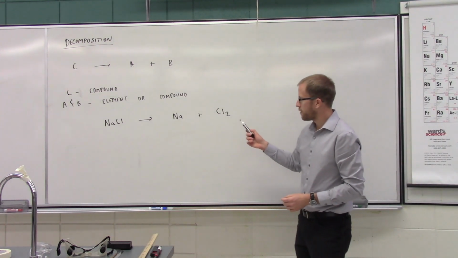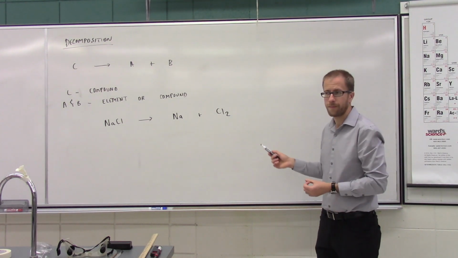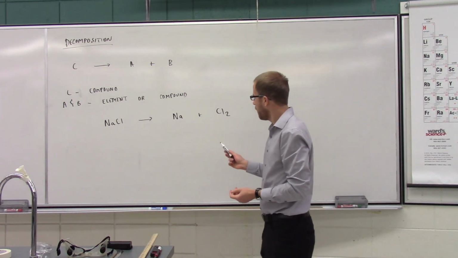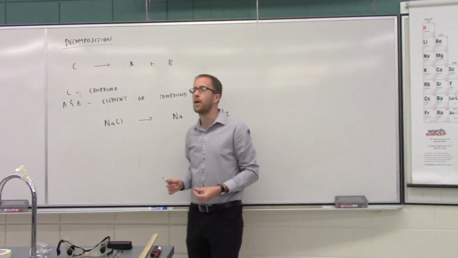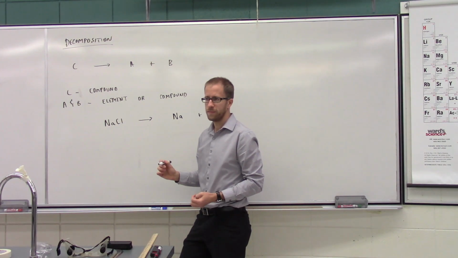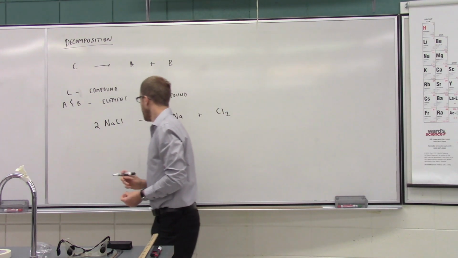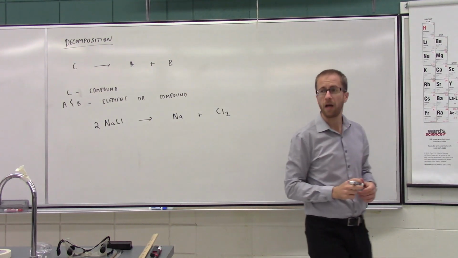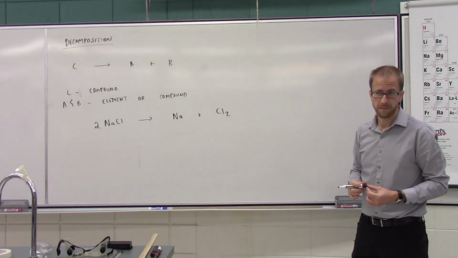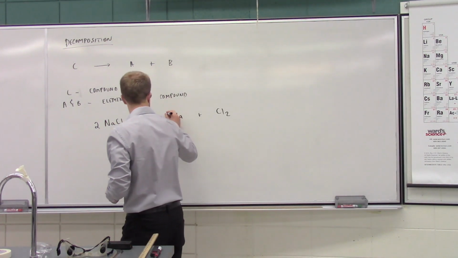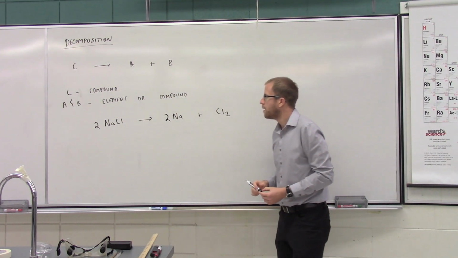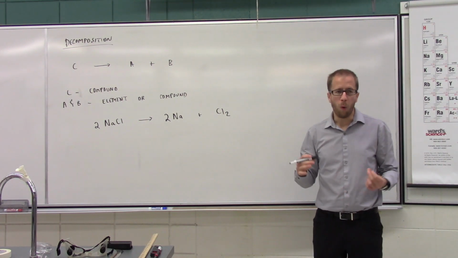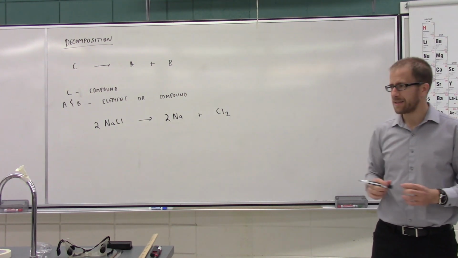What's unbalanced first of all? Yeah, so we have 2 here, and we only have 1 here, so we need 2 on each side. How do we do that? Put a 2 in front of here. And now we recount, and we have balanced chlorines, but our sodiums are now not balanced. How do I balance out my sodiums? Put a 2 in front of sodium. Alright, so a decomposition reaction, you have one thing becoming many things.